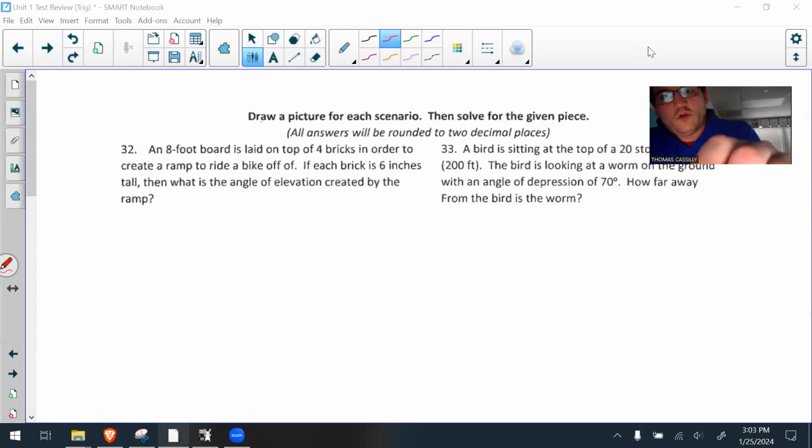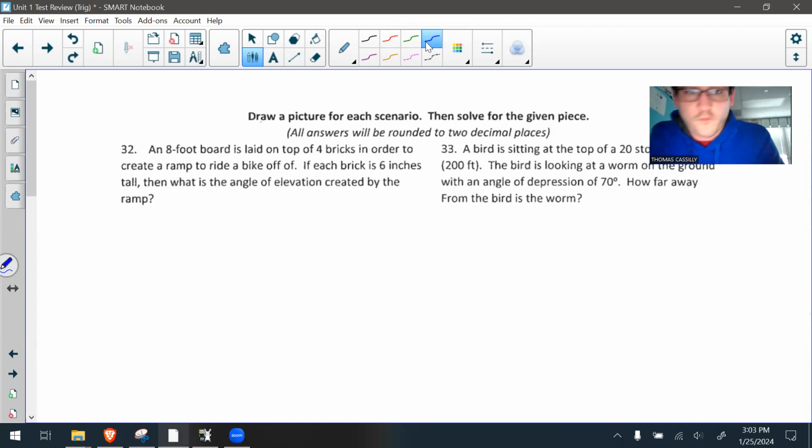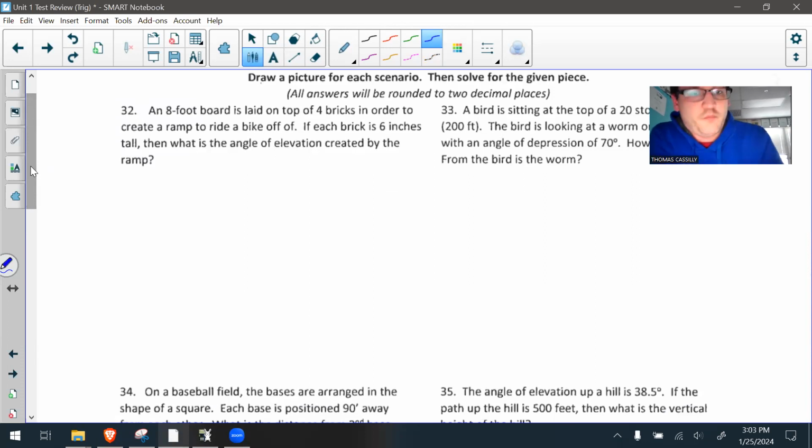All right, Unit 1 Trig Test Review, page 4, last one. Last page here, 4 word problems. We can do this here. An 8-foot board is laid on top of 4 bricks in order to create a ramp to ride a bike off of. If each brick is 6 inches tall, what is the angle of elevation created by the ramp?